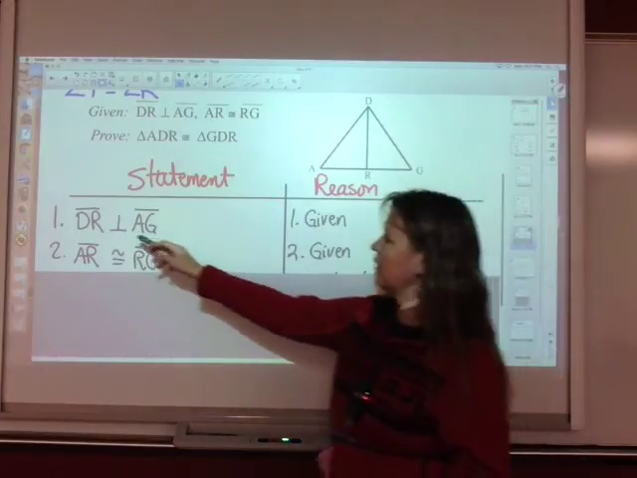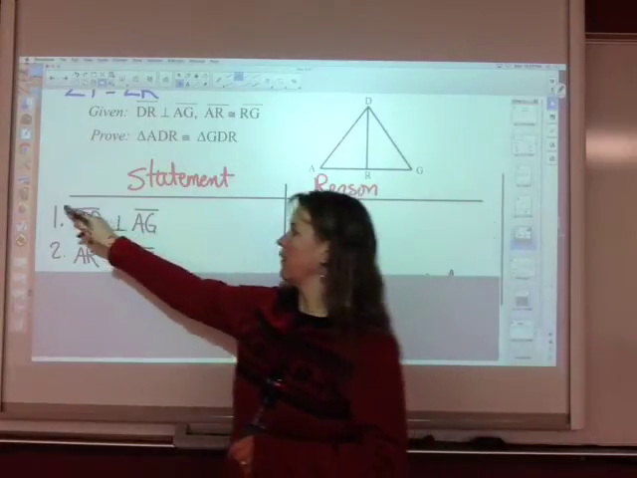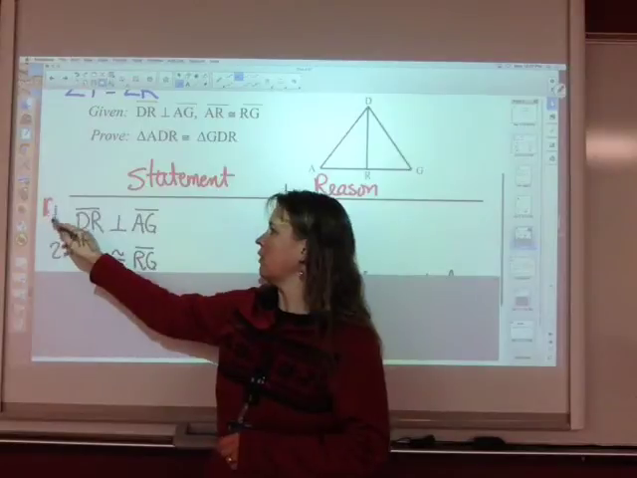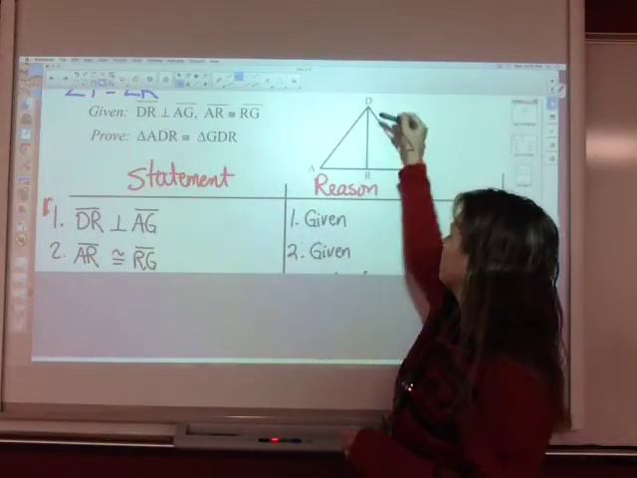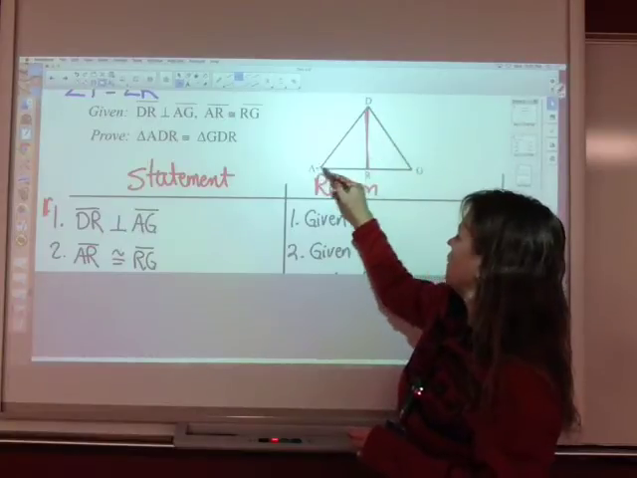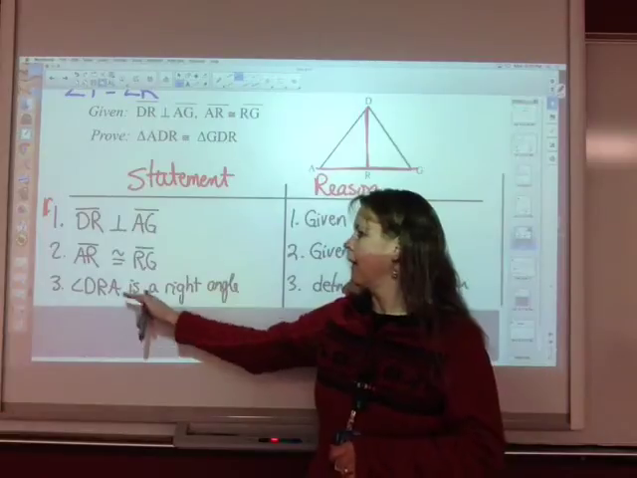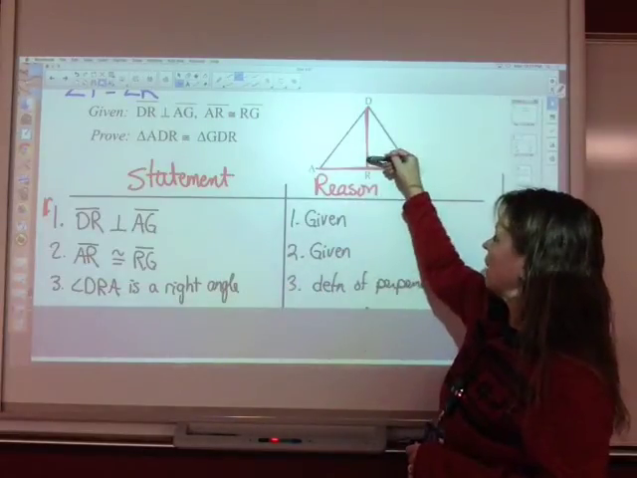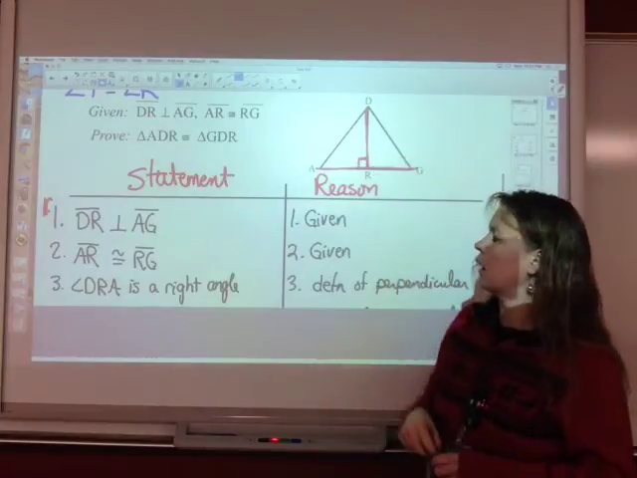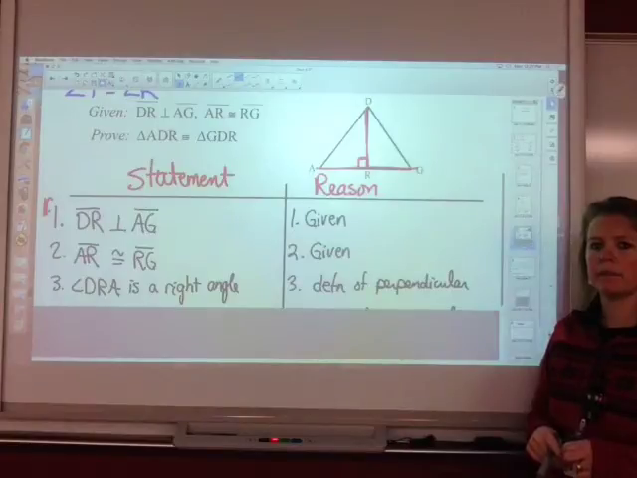Key word on the first given is perpendicular. Look it up, definition of perpendicular. If two lines are perpendicular or two segments are perpendicular, DR, AG, then they form a right angle. And I have to be careful that I name it angle DRA, not just angle R. Angle DRA is a right angle by definition of perpendicular.